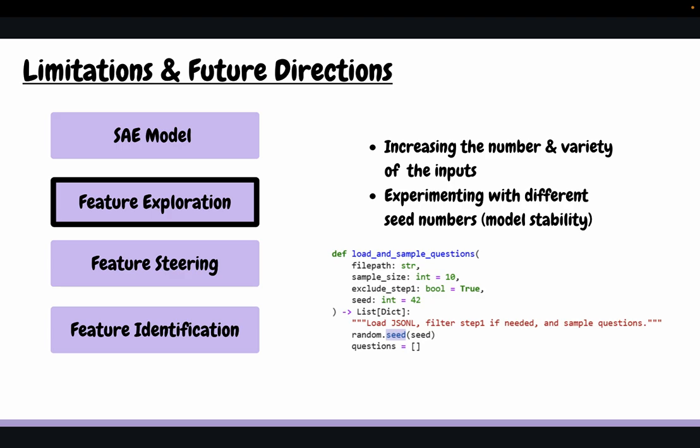And the next thing is that we want to do more experimentation. For example, we only used seed number 42, and ideally we want to see what would happen, would the performance be better if we experimented and changed this number.